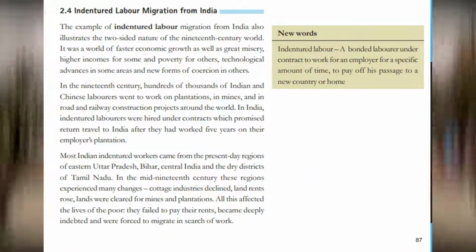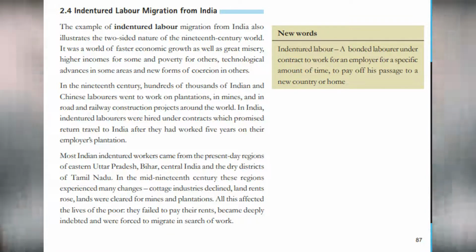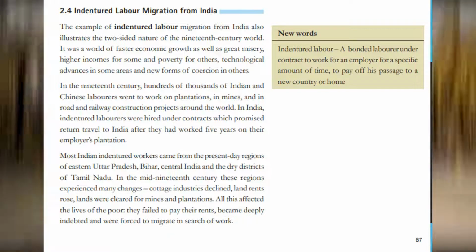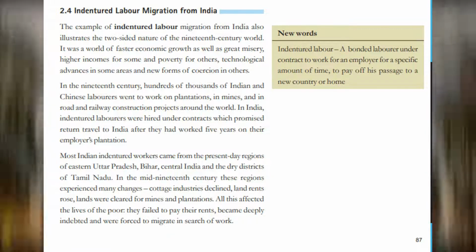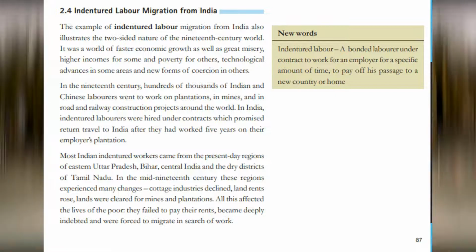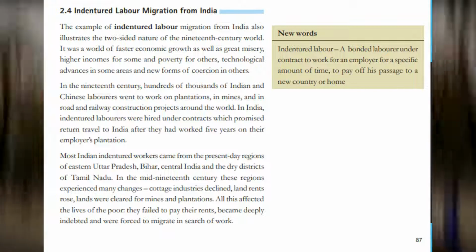2.4 Indentured labor migration from India. The example of indentured labor migration from India also illustrates the two-sided nature of the 19th century world. It was a world of faster economic growth as well as great misery, higher incomes for some and poverty for others, technological advances in some areas and new forms of coercion in others.